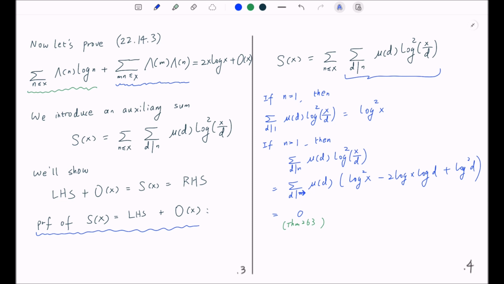And now we write the second term as negative 2 log x times the sum over d dividing n of mu of d times log of d. And the last term is the sum of mu of d times log of d squared.